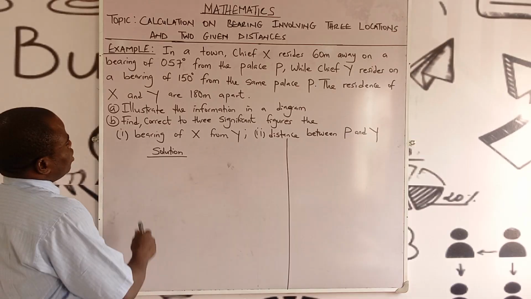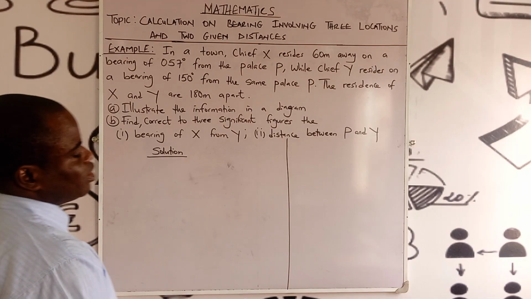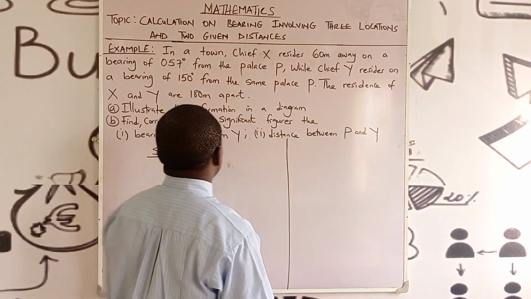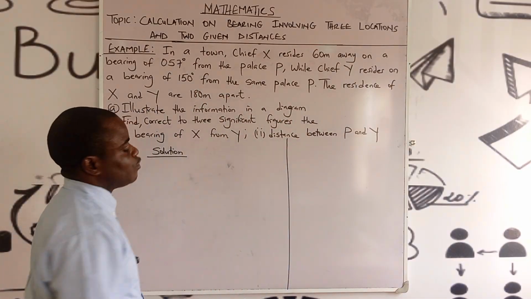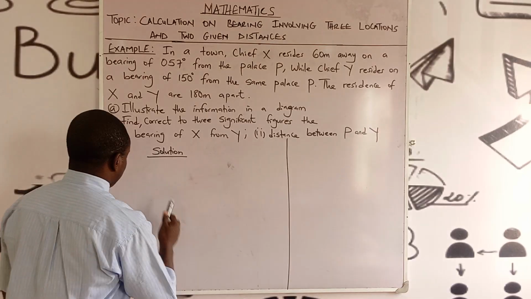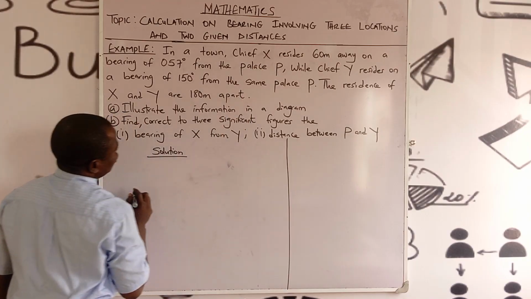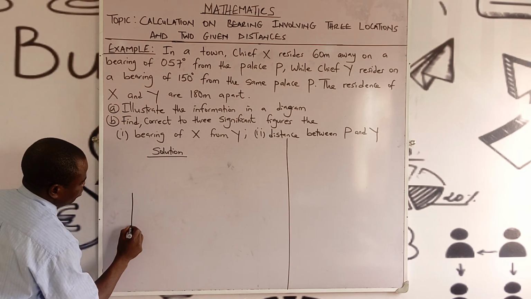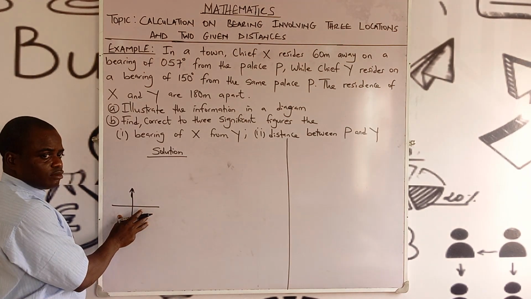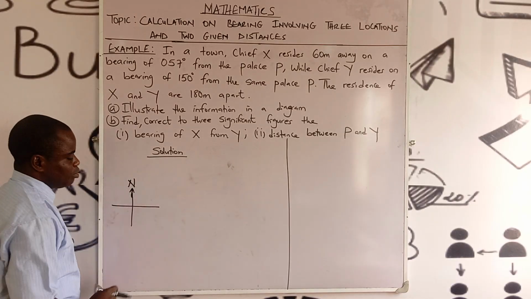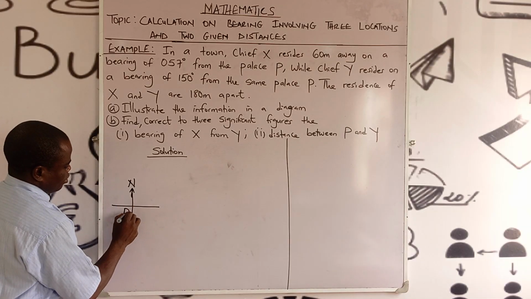Now let's see. In a town, Chief X resides 60 meters away on a bearing of 57 degrees from the palace P. From means it's taking the origin. The starting point will be from palace P. Draw your quadrant. The north will be our reference point. Okay, this is your P.